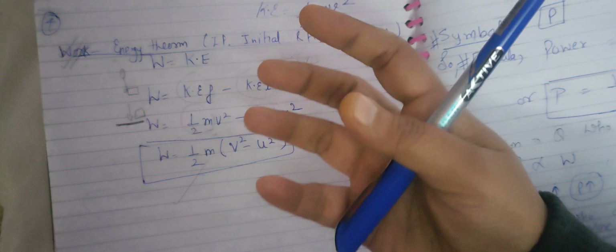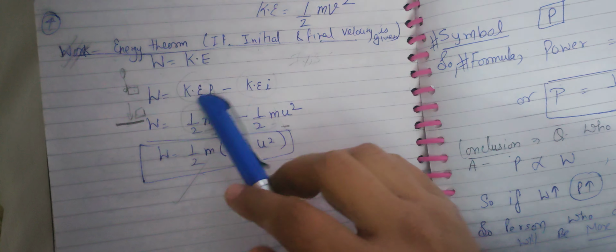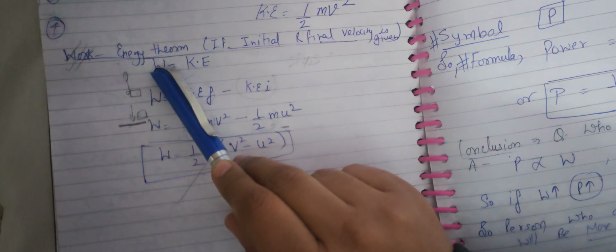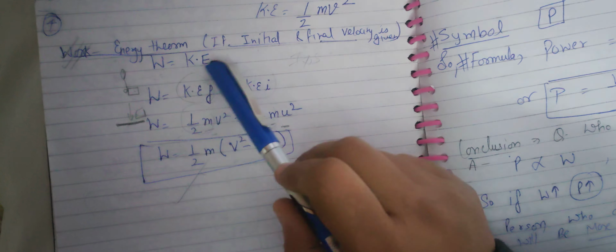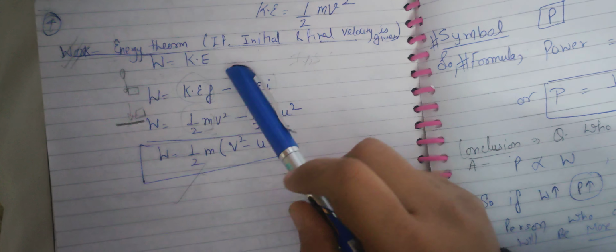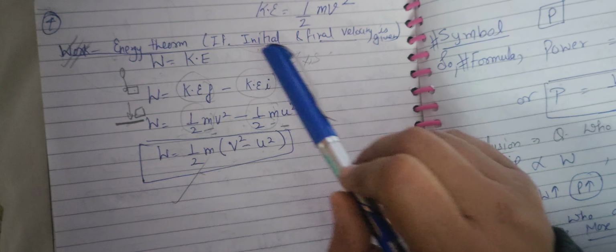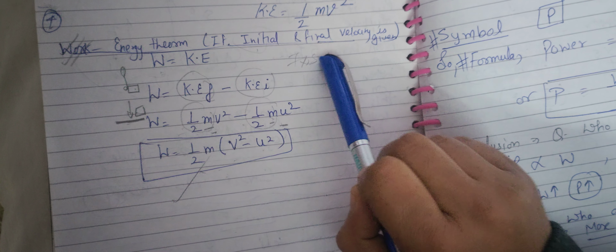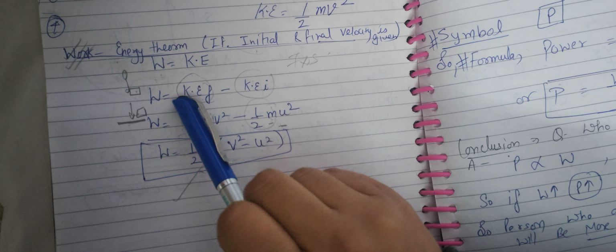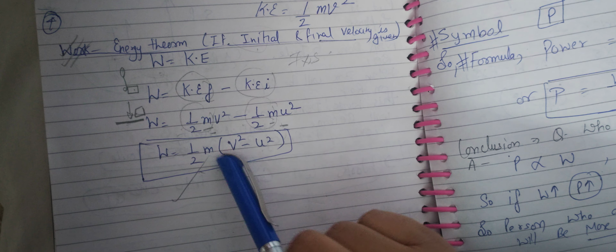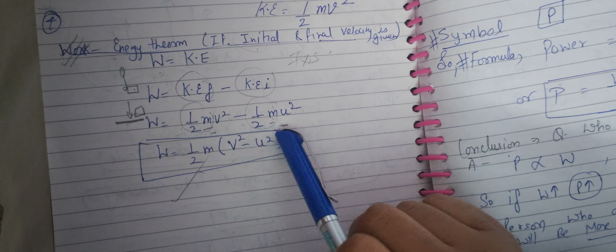One question is there, they will ask, find out the work, and you can't apply force into distance. Why? Because the initial and final velocity is given. So feed into your mind: if initial and final velocity is given, then you will apply this formula. W is equal to half m into v square minus u square.